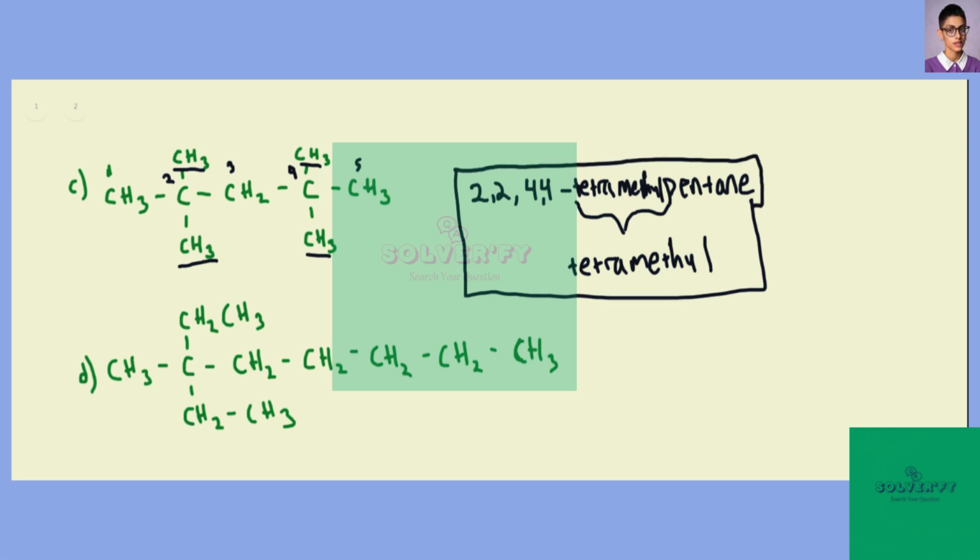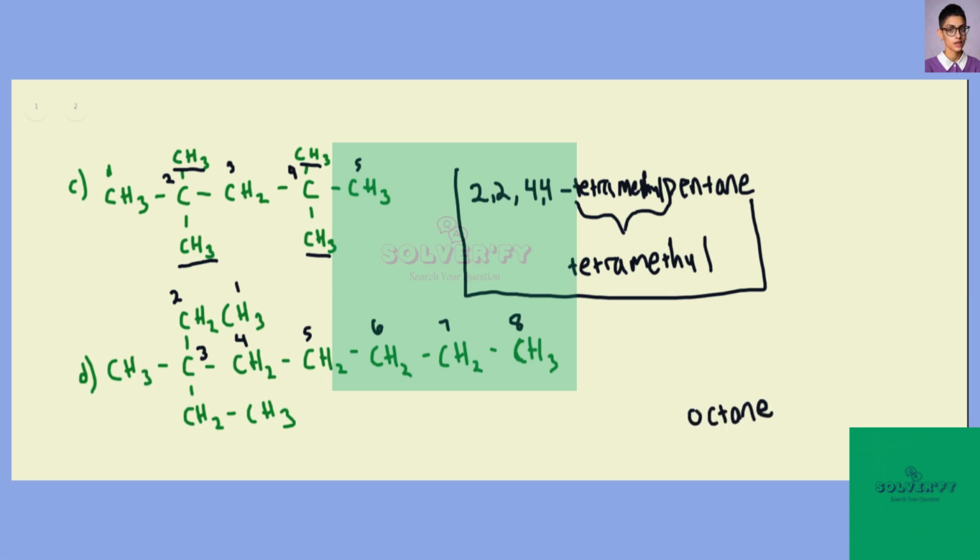Lastly, with D, we'll follow the same process that we have been. We aren't going to start numbering here though, because if you look, we actually have a longer carbon chain if we start here. And we want to start with the longest carbon chain that's closest to the branching. So that's 1, 2, 3, 4, 5, 6, 7, 8 is our longest carbon chain. So we know that this is going to be an octane.